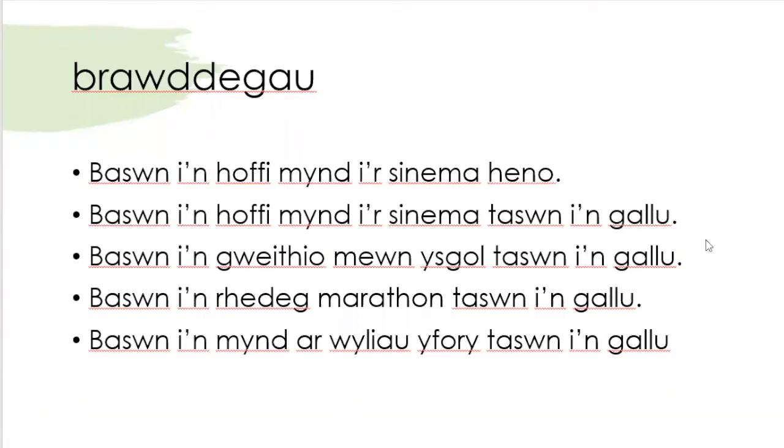Edrychwn ni ar y brawddegau ar dudalen 30. Let's have a look at the sentences on page 30. Baswn i'n hoffi mynd i'r cinema heno. I would like to go to the cinema tonight. Baswn i'n hoffi mynd i'r cinema. Taswn i'n gallu. I would like to go to the cinema, if I could.